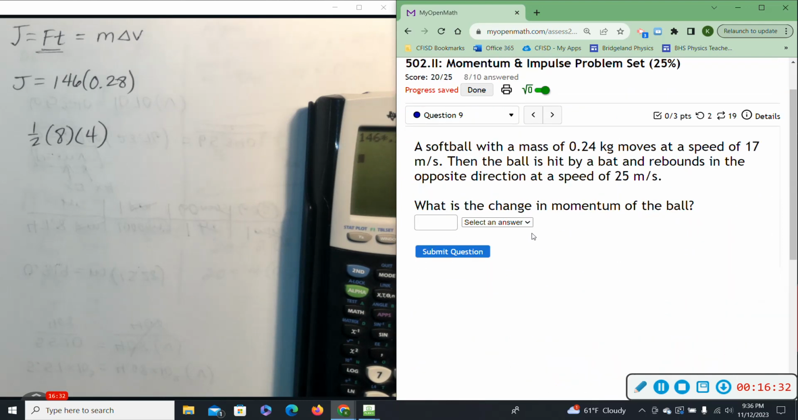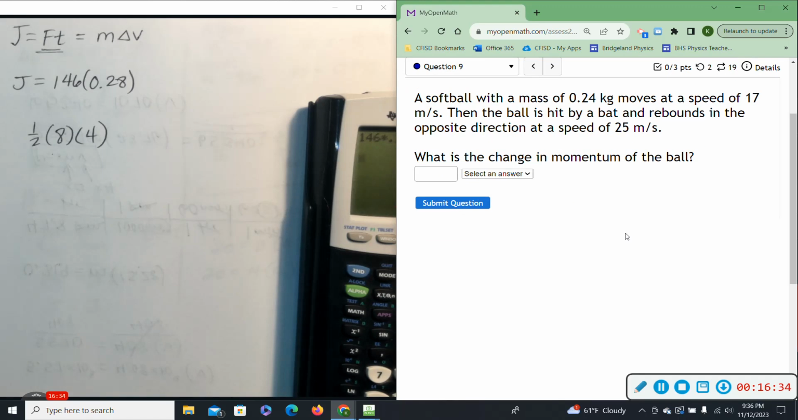This is question number 9. It says, a softball with a mass of 0.24 kilograms moves at a speed of 17 meters per second. Then the ball is hit by a bat and rebounds in the opposite direction at a speed of 25 meters per second. What is the change in momentum of the ball?